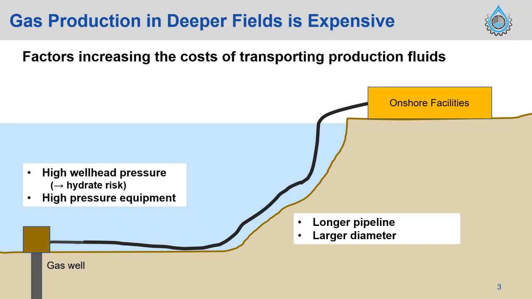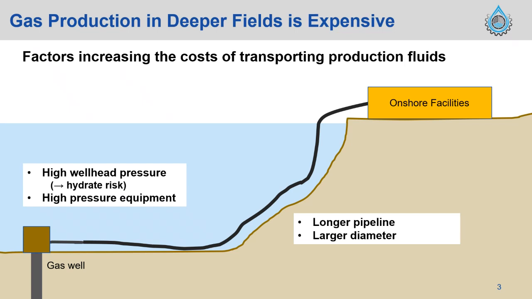In this presentation, I begin with a very general view of offshore gas hydrate production. Offshore gas production is moving into deeper fields, but this increases the production costs. In the context of pipelines, longer pipelines with larger diameter are required, and the higher wellhead pressure is also required due to deep water and long distance to onshore.